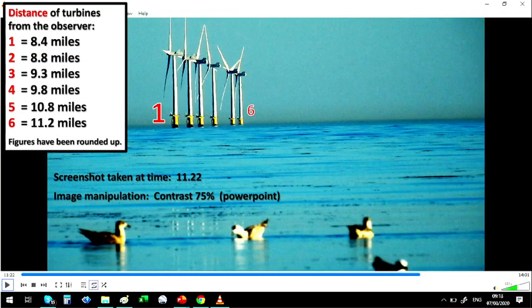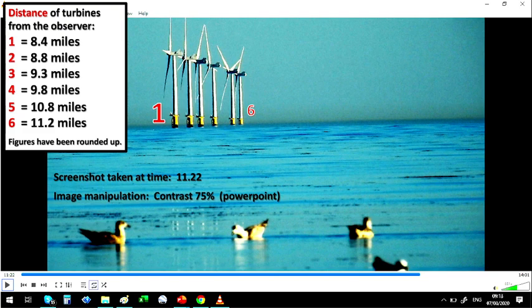Distance of turbines from the observer. 1 is 8.4 miles. 2 is 8.8 miles. 3 is 9.3 miles. 4 is 9.8 miles. 5, 10.8 miles. And the sixth turbine is 11.2 miles from the observer. These figures have been rounded up.